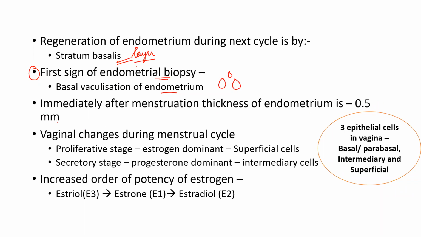Remember 0.5 mm, that is the thickness of endometrium immediately after menstruation. This has been asked in the previous questions. The next one, vaginal changes during menstrual cycle.